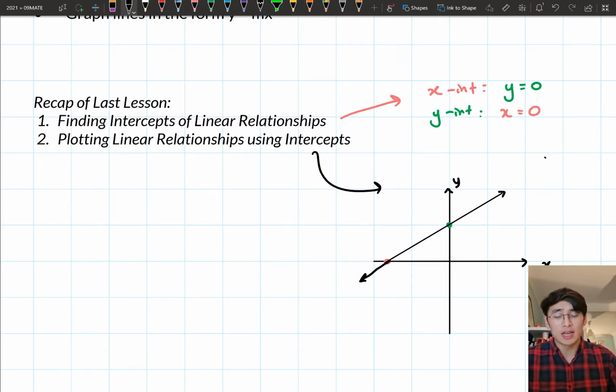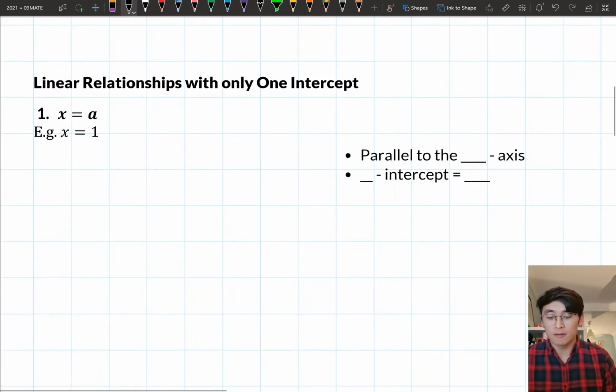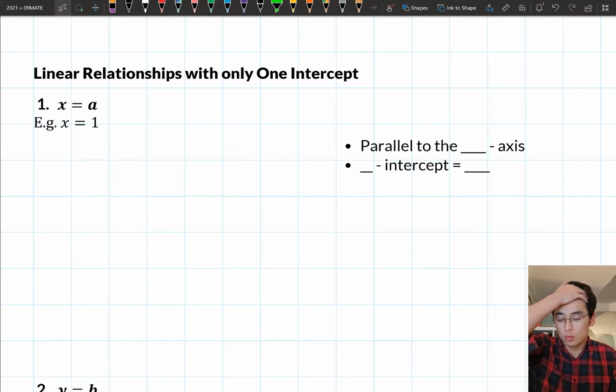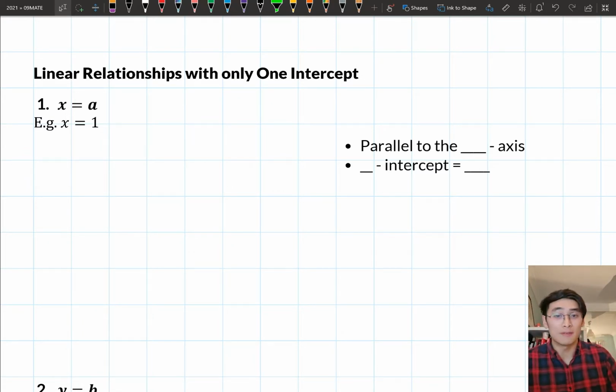What we are covering today is a few different special linear relationships where there's only one intercept instead of two intercepts like these ones here. So we're going to have a look at these linear relationships with only one intercept. Let's start off with our first one. If you ever see an equation where it says x is equal to a, for example, x is equal to 1.